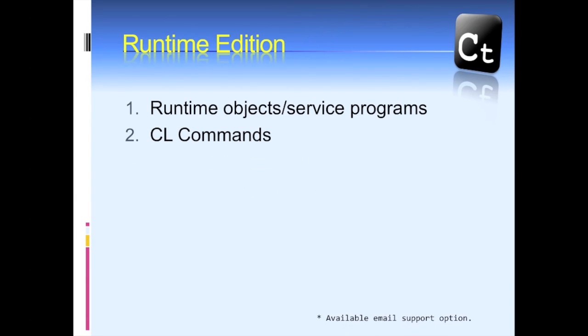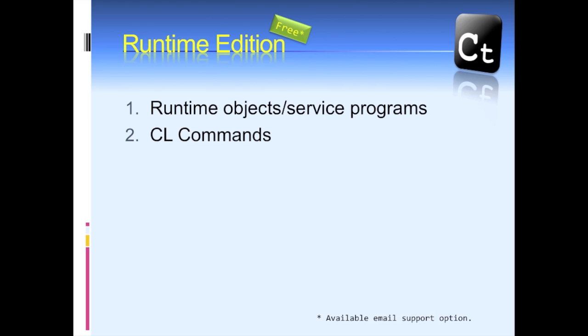And then last, we have the free Runtime Edition that simply contains the runtime and the CL commands. So things like copy spool file and send object and whatnot are all provided and can be used in your own shops. The Runtime Edition is no charge. Support is available as an option, so you can actually buy a support contract with that if you like, but the runtime itself is free.